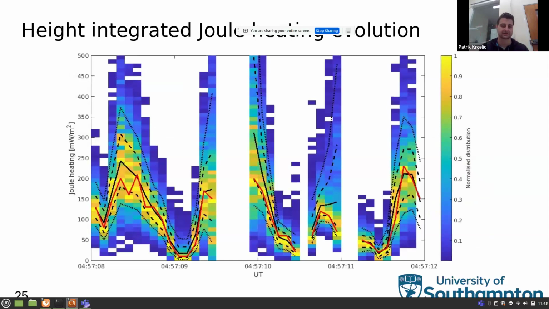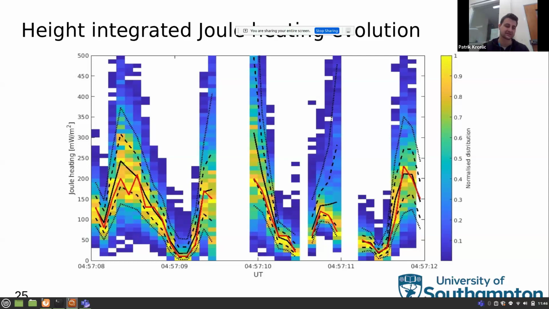The black solid line is the median value of the distribution. The dashed lines are upper and lower 25%, and the dotted lines are upper and lower 10% of our distribution. And one thing you can see here is that we have some gaps, and in those times our uncertainties were higher than mean values. So this is why we decided to proclaim them as unreliable and not to take them into our analysis.